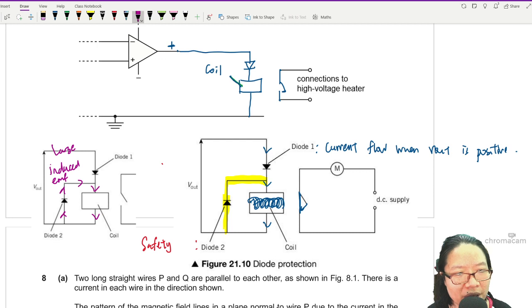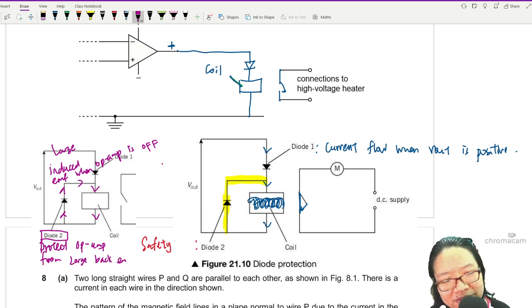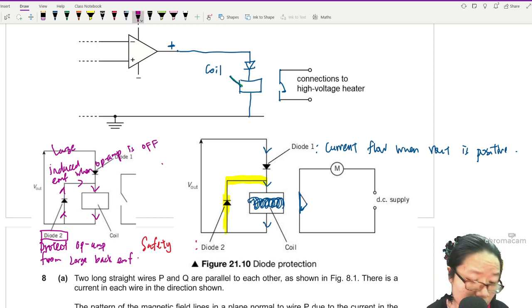Okay, when the op-amp is off, when there's no current, when this is negative or when it's zero, you might be saying, why can't we just continue and take from the op-amp? Because the op-amp can only give you small currents. Okay, so this one protects the op-amp from large back EMF. So this surge of current will not come from the op-amp, it will come from the ground. Ground is very safe.